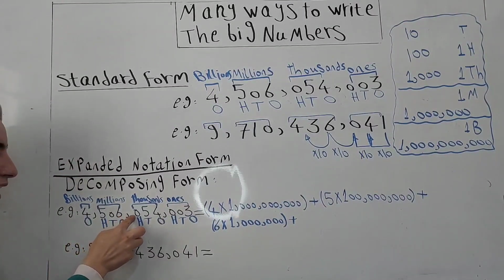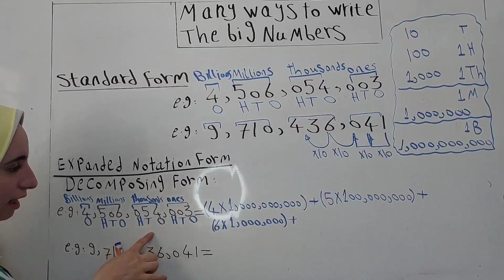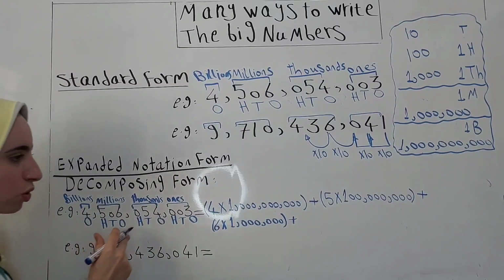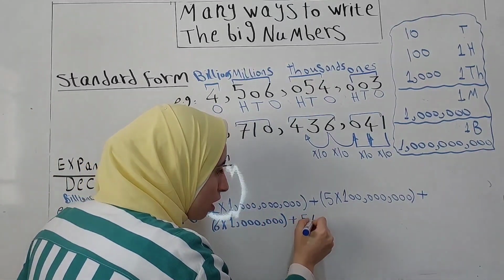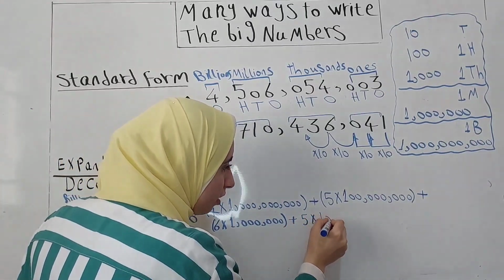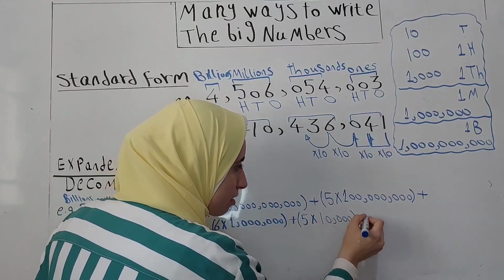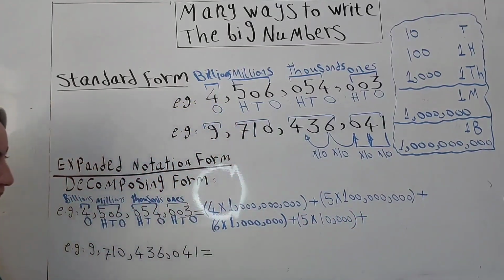The next digit is 0. We don't write anything. Then we go to the next digit. The next digit is 5. 5 is in the 10,000 place, so we write 5 multiplied by 10,000. At first we write 10, then 3 zeros, 4,000, between brackets. Then we write a plus sign.